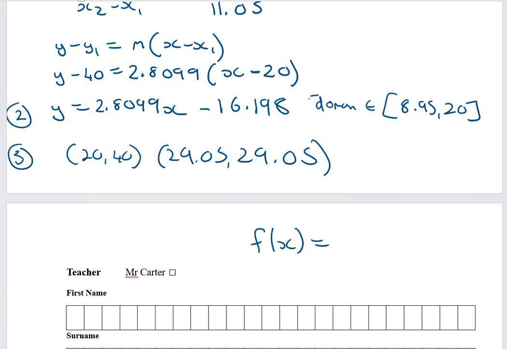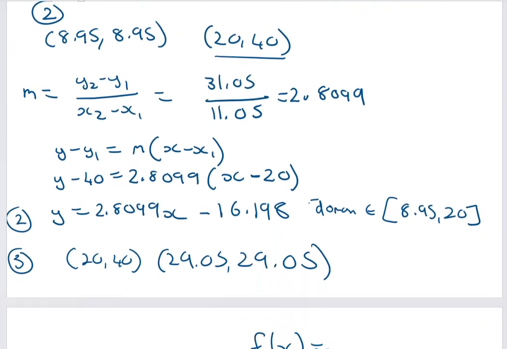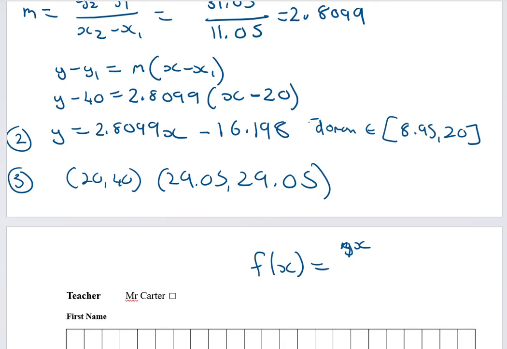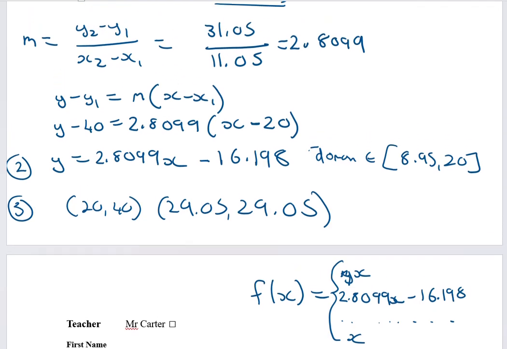So for the piecewise, we've got our equations. We've got the first one, which is equal to x. We've got the second equation, which is 2.8099x take away 16.198. We've got a third one, I'll leave a dotted line for, and the fourth one is again just going to be x. On the right-hand side, and some people made a mistake of putting the domain first, on the right-hand side, that is where we put our domain for each of our parts.